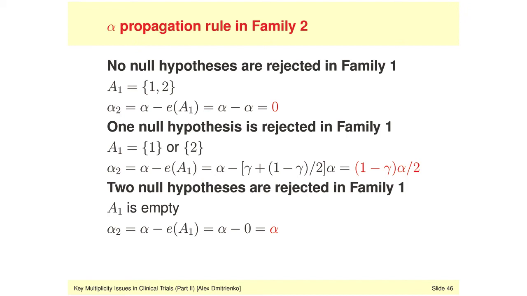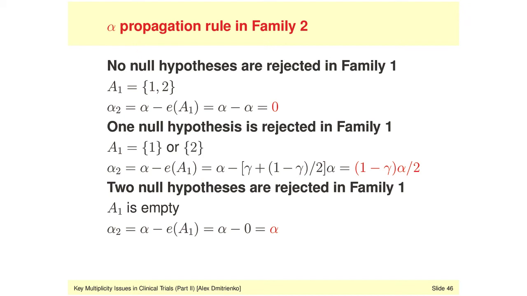The news will be slightly better when we look at the second and the third outcome, because in those outcomes some rejections are made in the primary family. For example, under the second scenario, we assume that exactly one null hypothesis is rejected in the primary family, in which case the set of accepted hypotheses A1 is either equal to 1 or 2. It depends on which hypothesis is rejected. Since we assume that the primary hypotheses are equally weighted, it doesn't really matter.